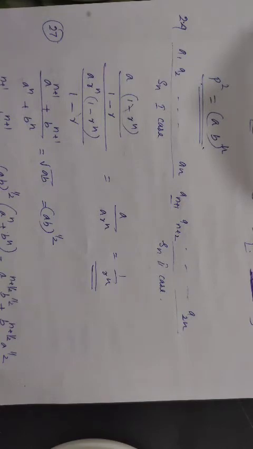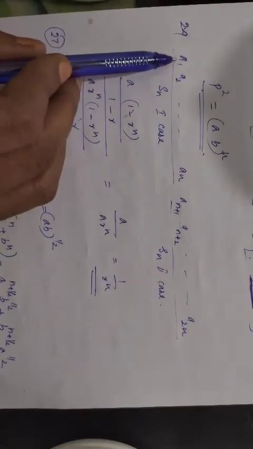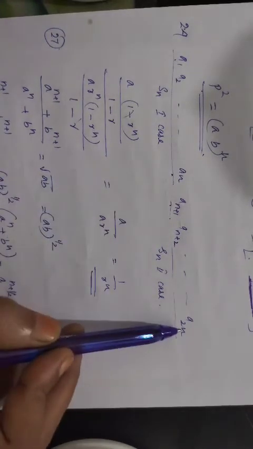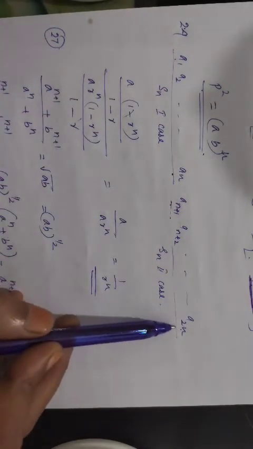Show that the ratio of the sum of first n terms of a GP to the sum of next n terms, that is n plus 1 to 2nth terms, is 1 by R raised to n. Okay, you should write the question from the textbook. Show that the ratio of the sum of first n terms to the sum of the terms from n plus 1 to 2n. See, the first n terms a1, a2 up to an. The next terms, n plus 1th term up to 2n terms. Okay, then in total we have 2n terms.